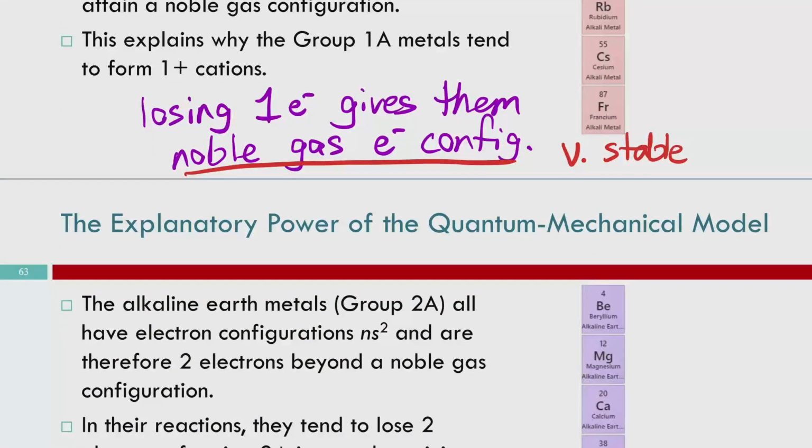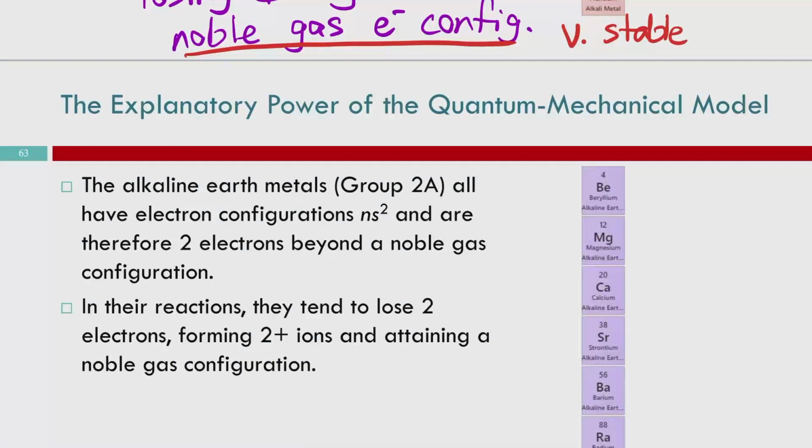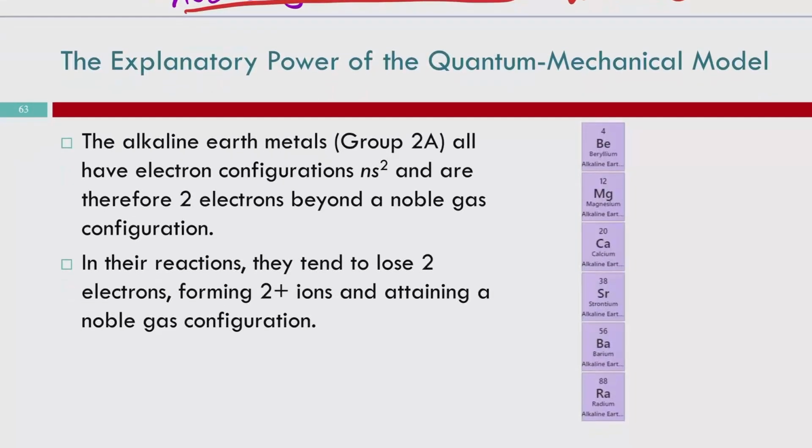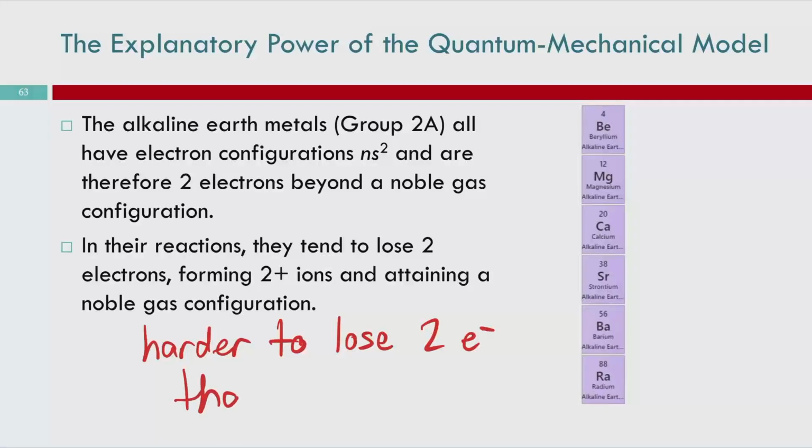This also works for alkaline earth metals. In their reactions, they tend to lose 2 electrons and form 2+ ions. That also gives them noble gas configuration. The reason that they're less reactive is because they have 2 electrons to lose. Losing 1 electron is pretty easy. That can just happen randomly. You just bump into somebody, oops, lost an electron. If you have to lose 2 electrons, that takes a little bit more work. Harder to lose 2 electrons than it is to lose 1.